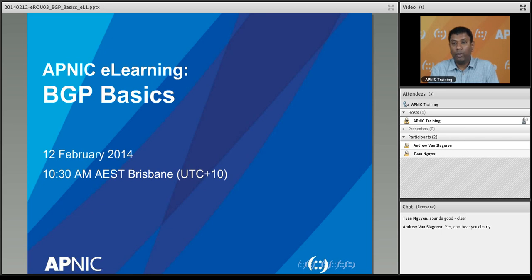As you all know, BGP is the Border Gateway Protocol that is used to do routing between two different networks, to be specific, two different autonomous systems. So in the BGP discussion, what we'll be trying to discuss is all about the basics of BGP.